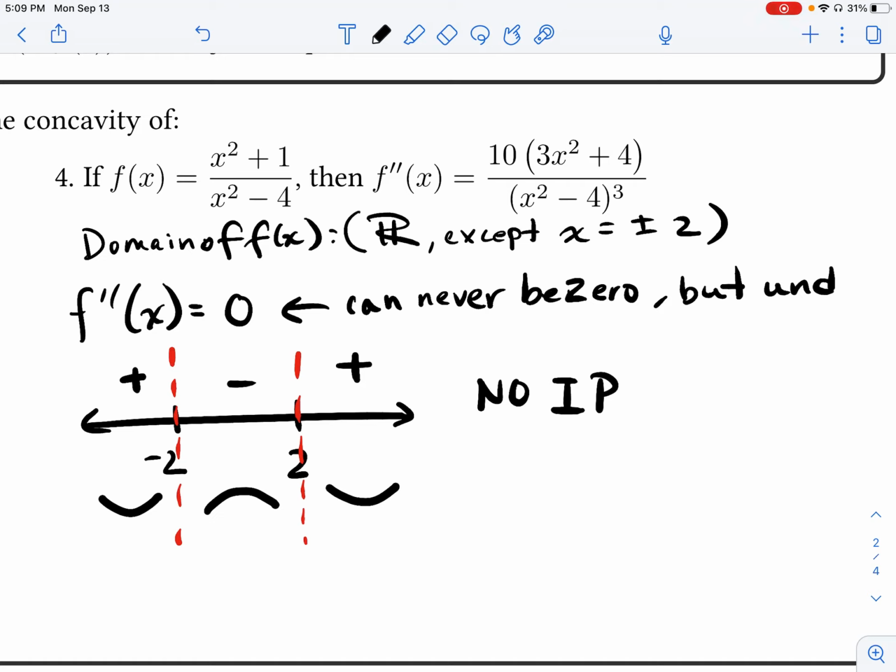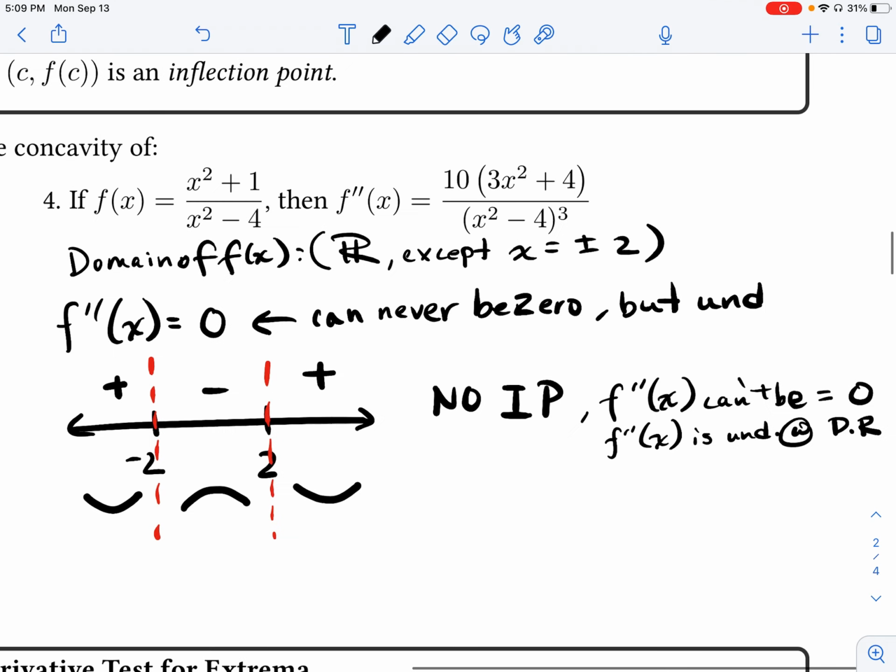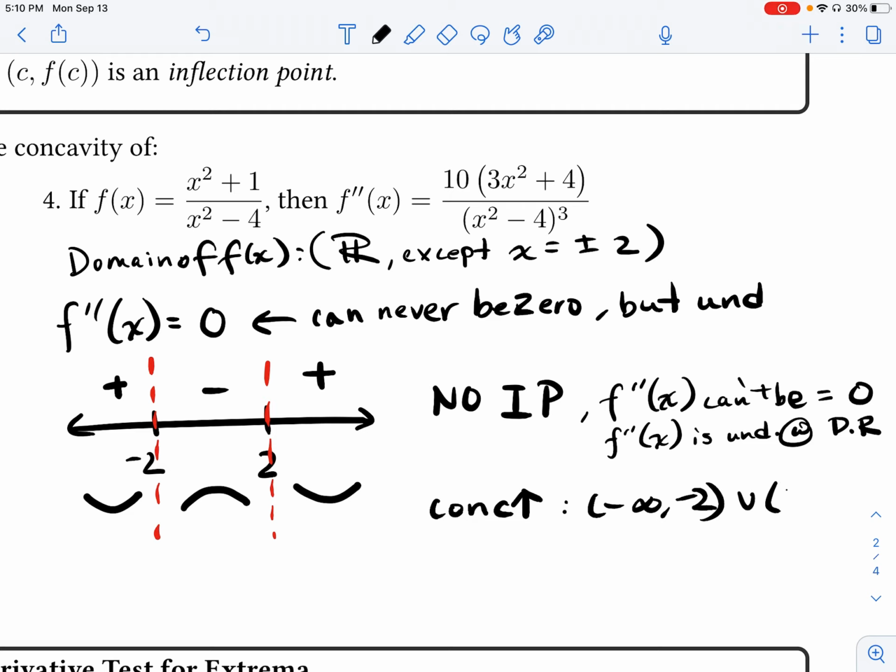In fact, there were no possible inflection points because f prime of x can't be equal to 0, and the only place where f double prime of x is undefined is at our domain restrictions. So the only places where there could have been inflection points were where there were vertical asymptotes. So all we can do is state the concavity regions, or intervals, I should say. It's going to be concave up from negative infinity to negative 2, and concave up also from 2 to positive infinity. It's going to be concave down from negative 2 to 2.